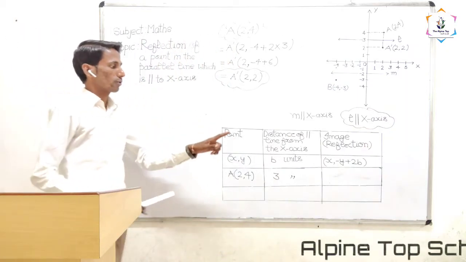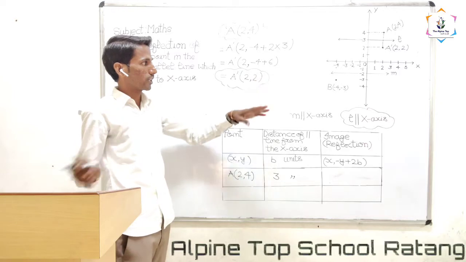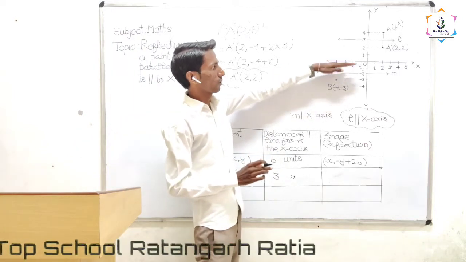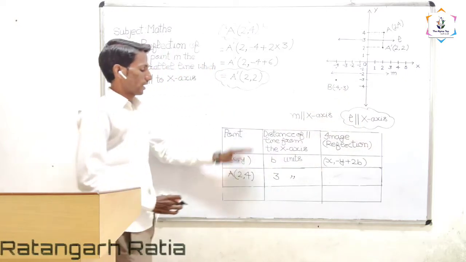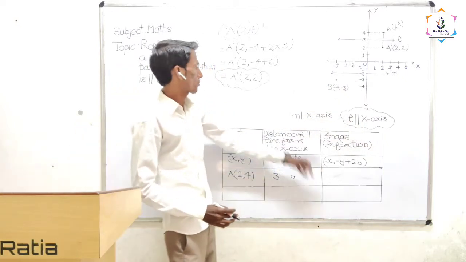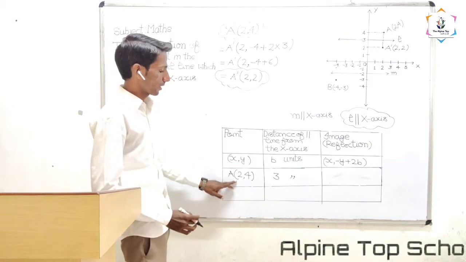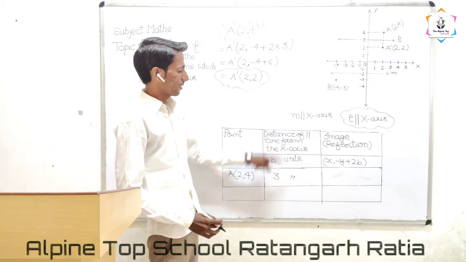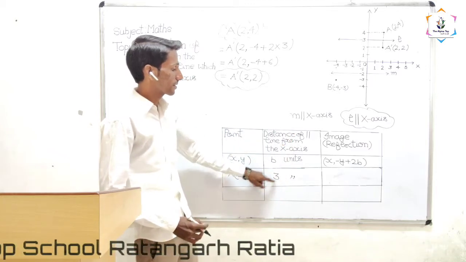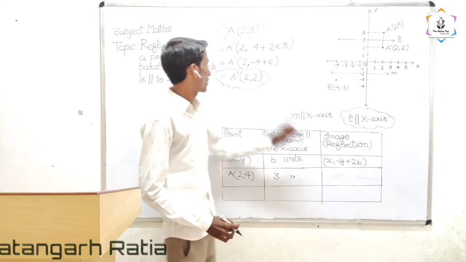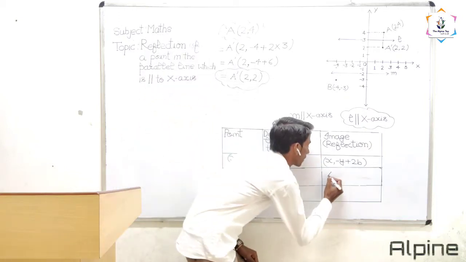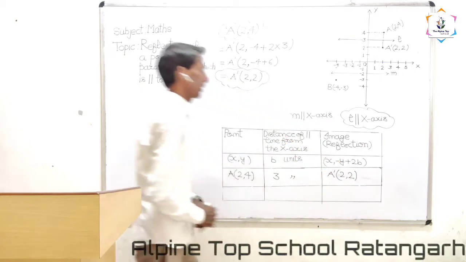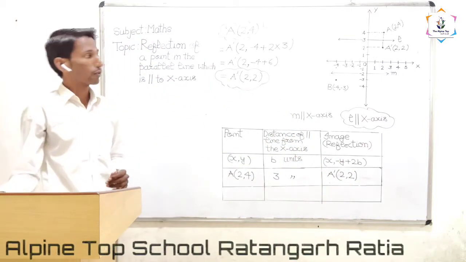Now we are going to do the next part, but before that, when the line is parallel to the x-axis on the negative side of the y-axis, I have to fill this table also according to that. This is point A, coordinates 2, 4. The distance of the parallel line L from the x-axis equals 3 units, and the image we have got is A dash.